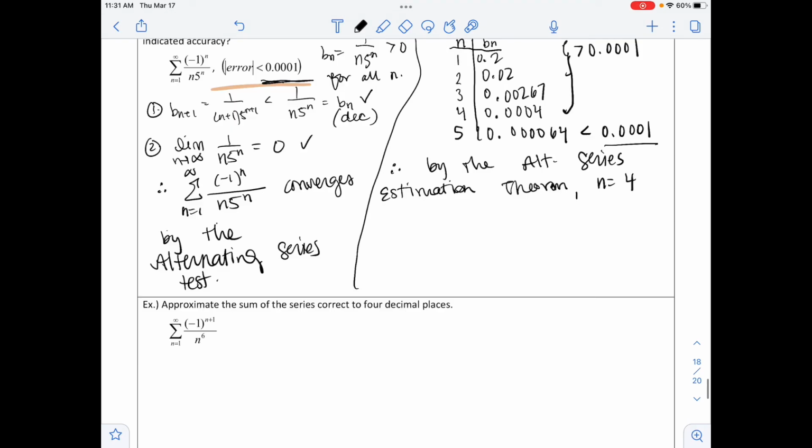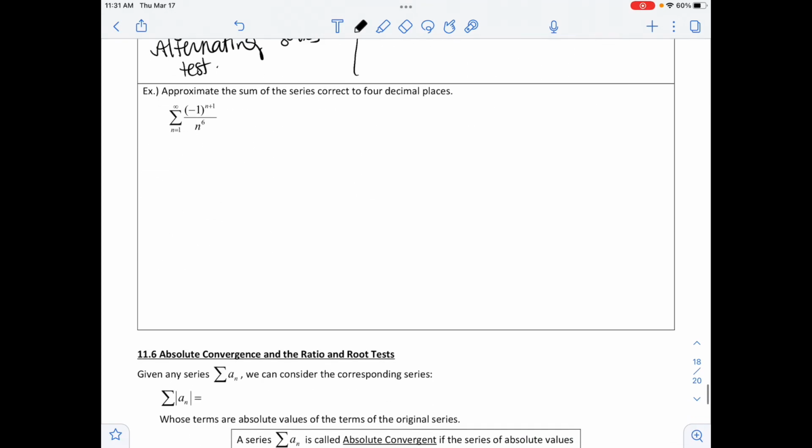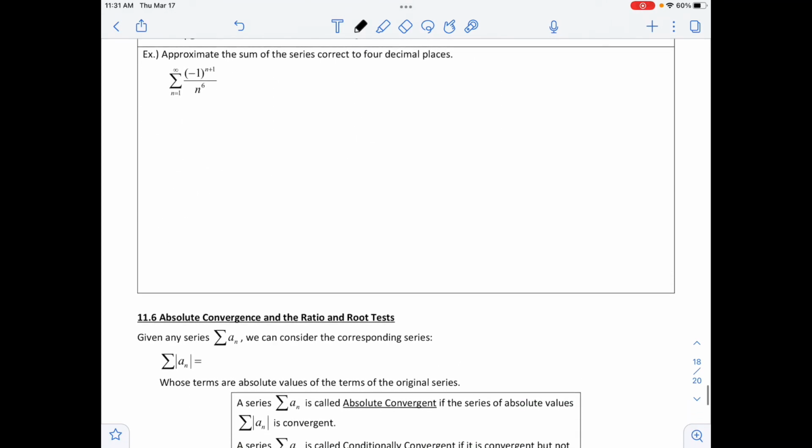The example right below says to approximate the sum of the series correct to the 4th decimal place. And so for this, we have the sum from n equals 1 to infinity of negative 1 to the n plus 1 over n to the 6th.